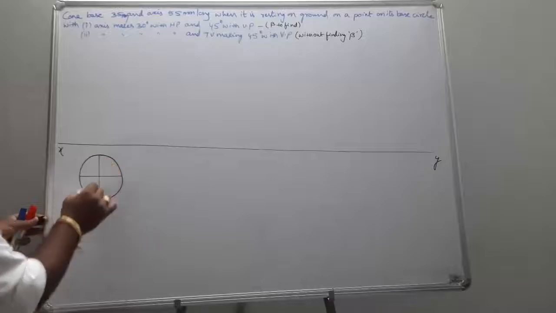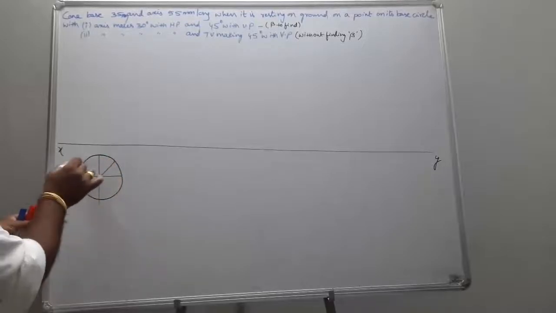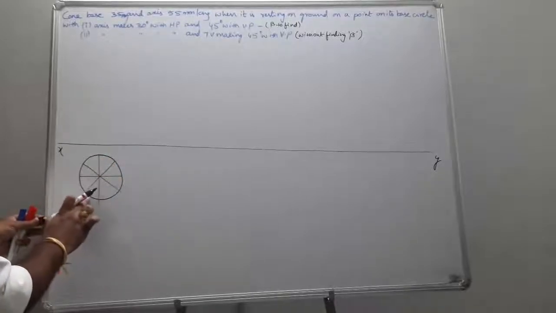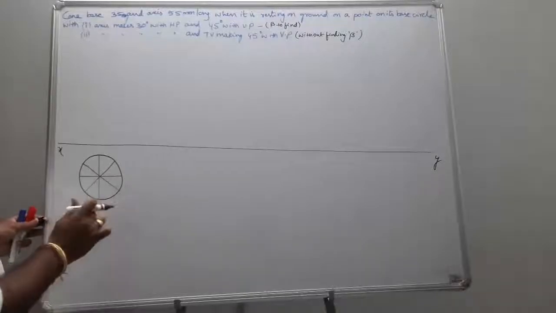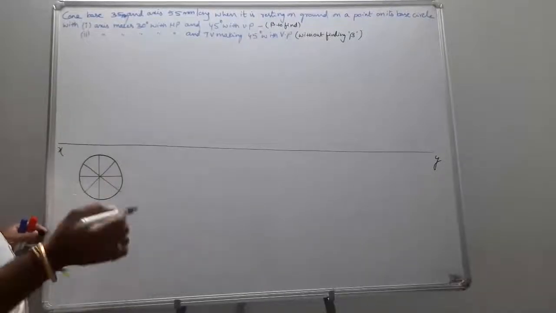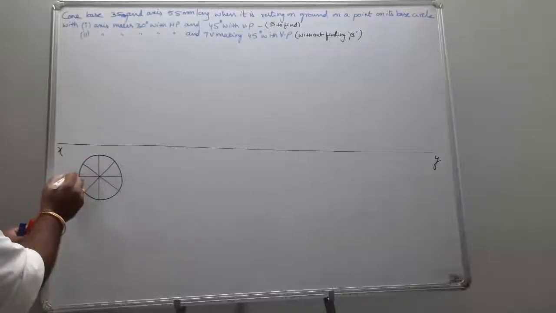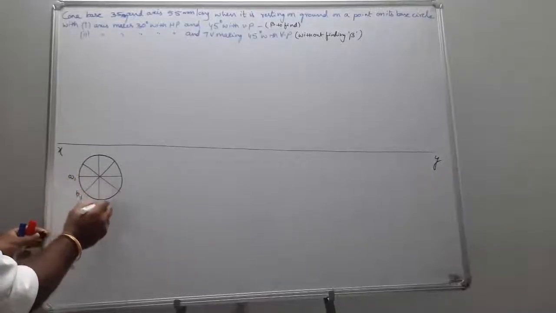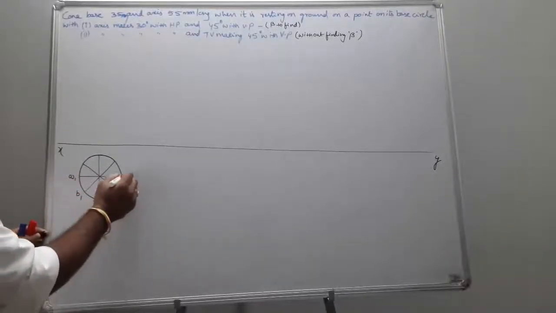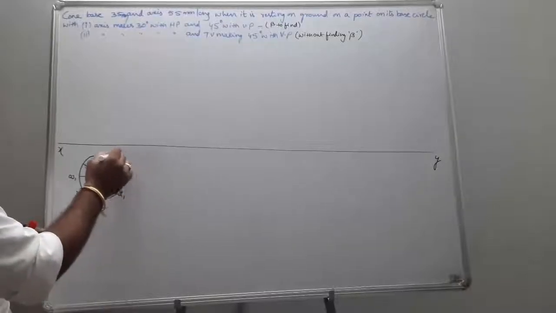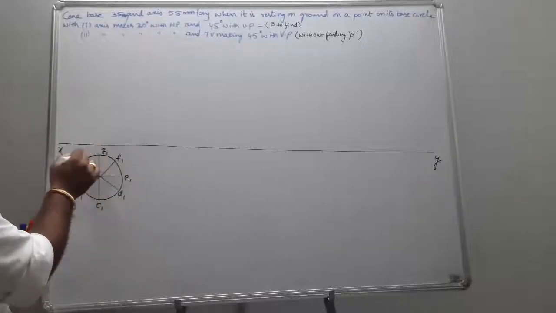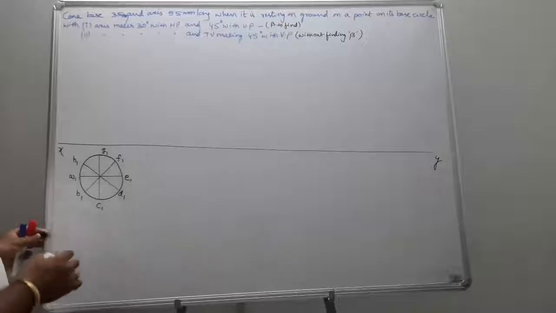Let us divide the circle into 8 equal regions. Why? Because for the cylinder and cone, for our convenience, to obtain a smooth curve, we just divide our base into 8 equal regions. So let us put this as A1, B1, C1, D1, E1, F1, G1 and H1.